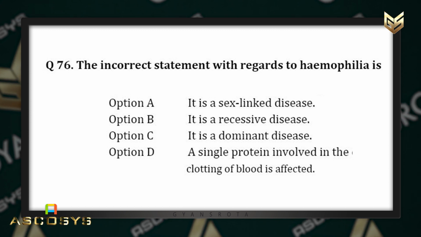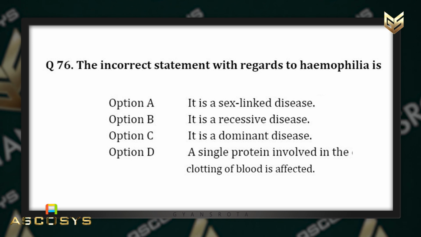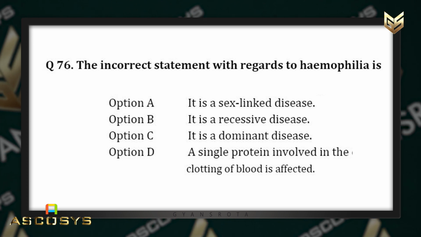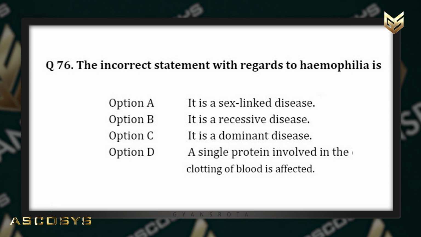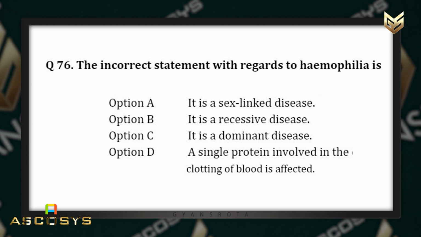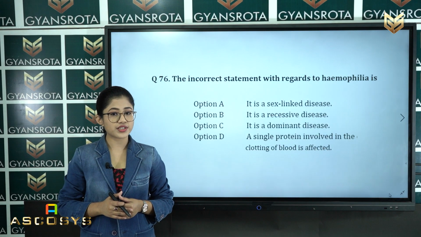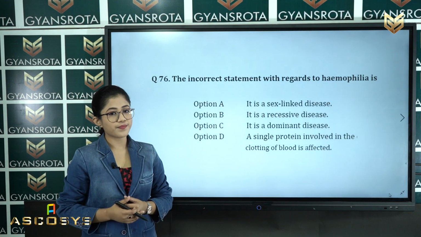Option number B, it is a recessive disease. Option number C, it is a dominant disease. And option number D, a single protein involved in the clotting of blood is affected. This is from the chapter Principles of Inheritance and Variations. So, what is the correct answer?